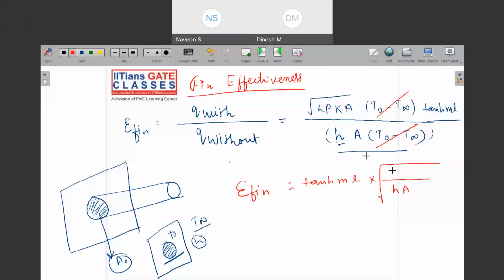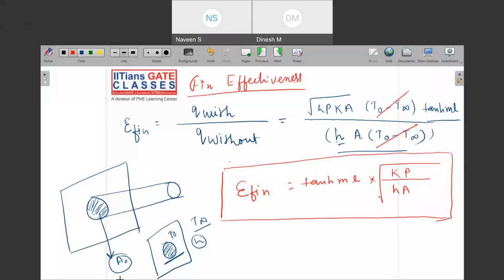So what is one important phenomenon we can take from this one? That my effectiveness value should always be higher than 1. Otherwise, there is no purpose of installing fin. If your fin effectiveness is less than 1, then what does that mean? That when there was no fin, you were able to provide more heat transfer, but when you install fin, your heat transfer value has decreased.